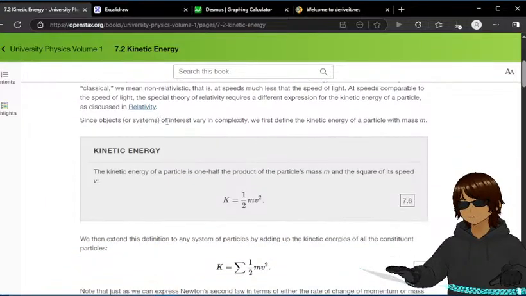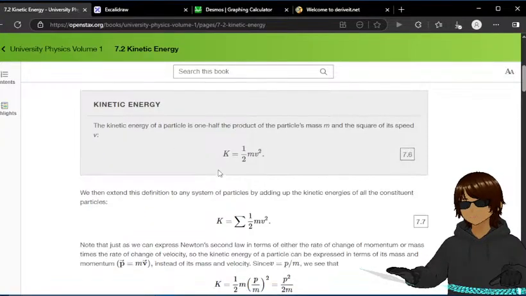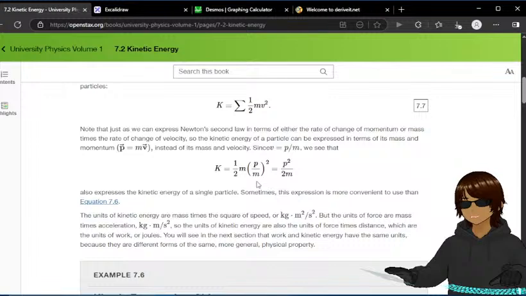Since objects or systems of interest vary in complexity, we first define the kinetic energy of a particle with mass m. K is equal to half mv squared. We then extend this definition to any system of particles by adding up the kinetic energies of all constituent particles. So the sum of this is the total kinetic energy. You can rewrite this in terms of p squared over 2m.